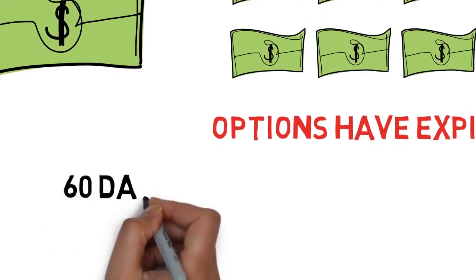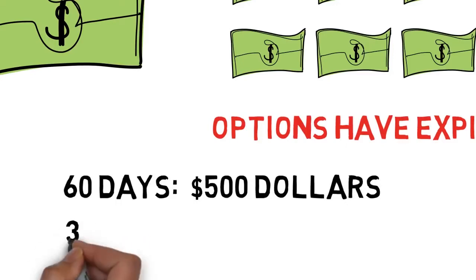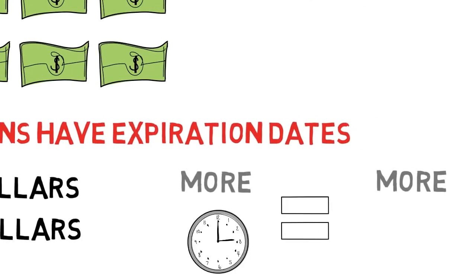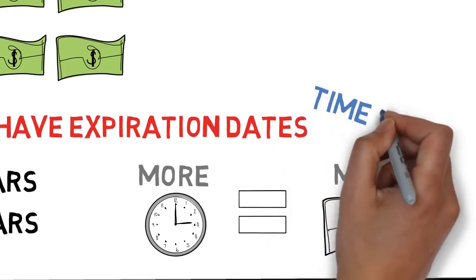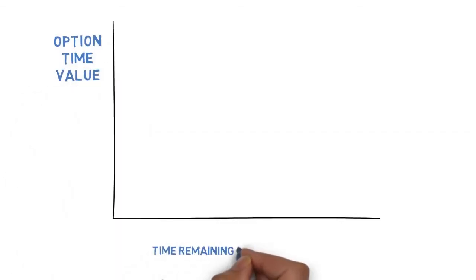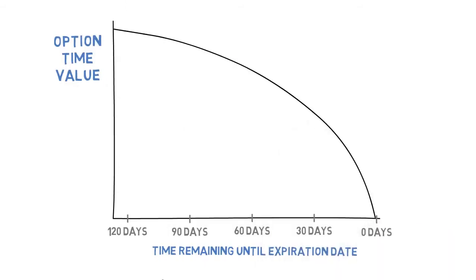An option with 60 days until expiration might cost $500 when the option with only 30 days to expiration only costs $250. So more time equals more money. So naturally, as time passes, an option's time value will decay. This is known as time decay. Now, let's take a look at how an option's time value will decay over time. The curve will look something like this.